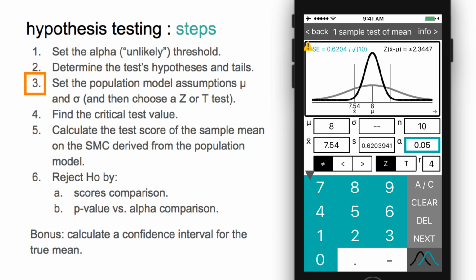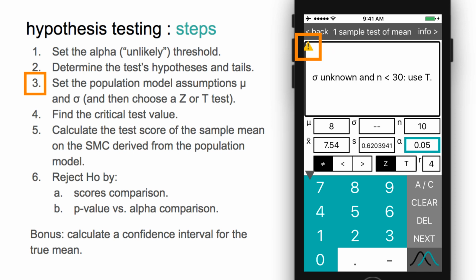Now we need to choose whether to use a z or t test. So going through our little algorithm, sigma is not known. We're using s as an estimate. And then n is less than 30, so we need to use a t-test. Note that if we were to leave z selected, a friendly warning message pops up.